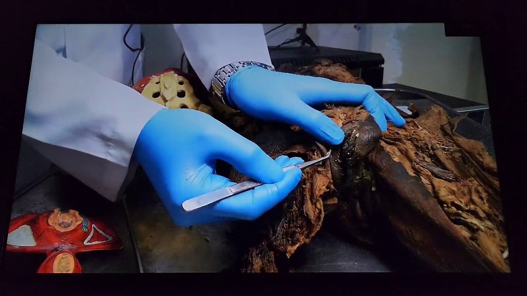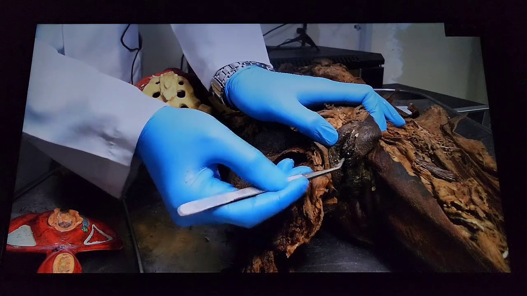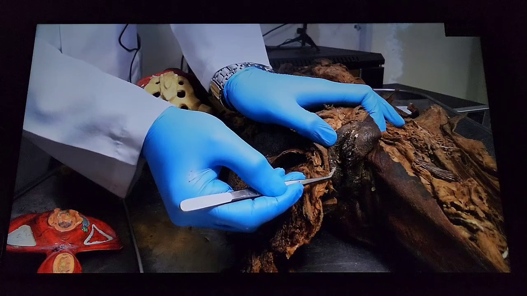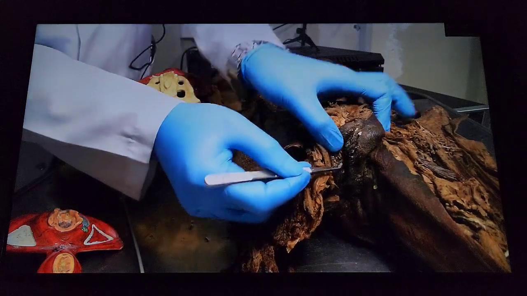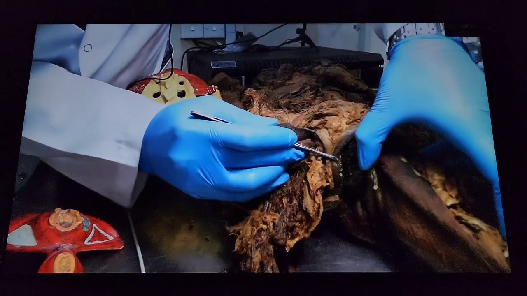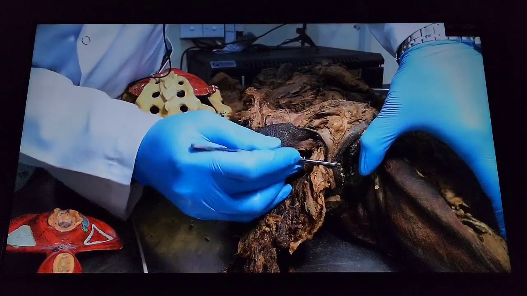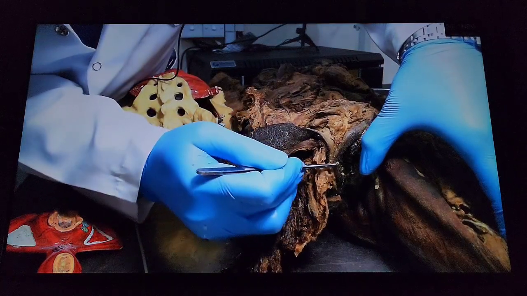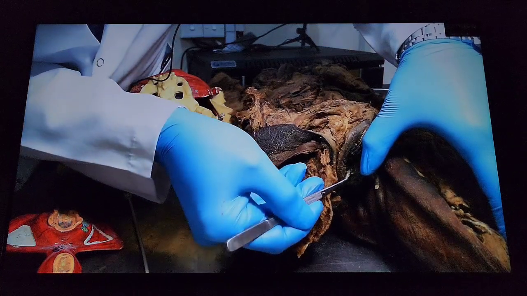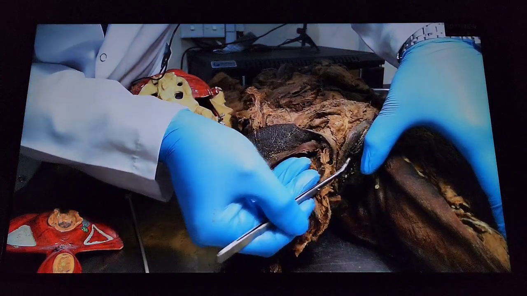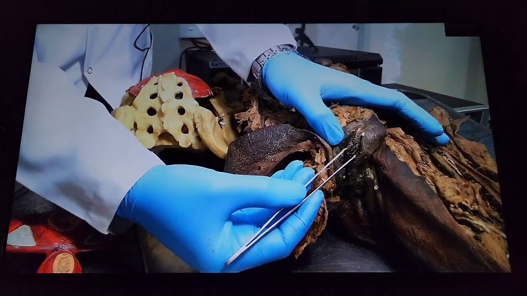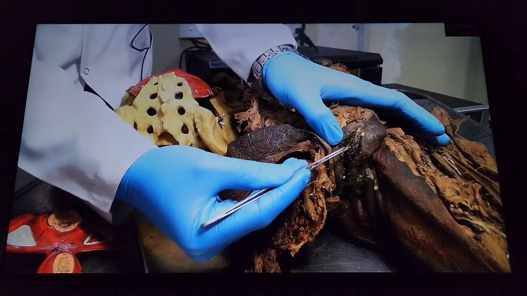The labia majora contains hair-bearing skin, homologous to the scrotum in the male. Here it's an old age cadaver, so it can be difficult to see the labia minora. Here we have labia minora on each side, and these two labia minora will unite together forming the glans of the clitoris and the hood of the clitoris.